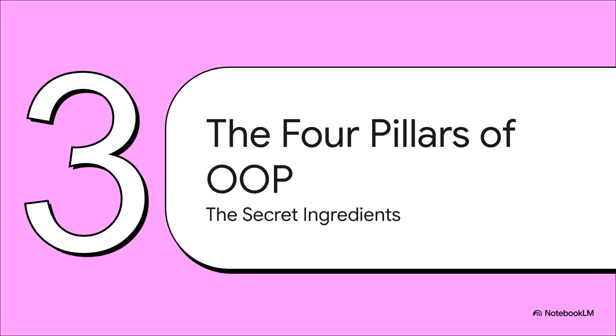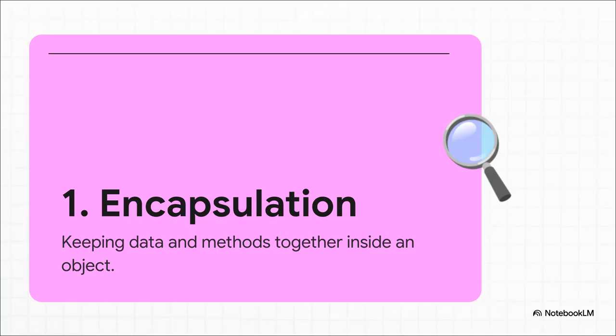So how does OOP actually pull all of this off? Well, it's all built on 4 really powerful ideas. People often call them the 4 pillars. Think of them as the secret ingredients that give OOP all its power. First up, we've got encapsulation. The easiest way to think about this is like a capsule or a protective bubble. All of an object's important stuff, its data and its methods, are bundled up securely inside, which keeps them safe from other parts of the code messing with them by accident. It makes your code way more reliable.